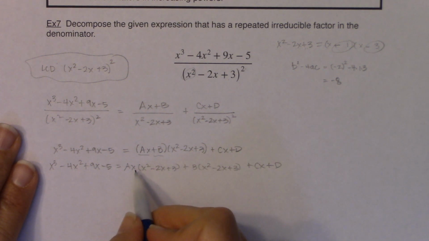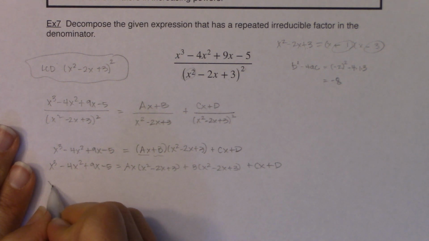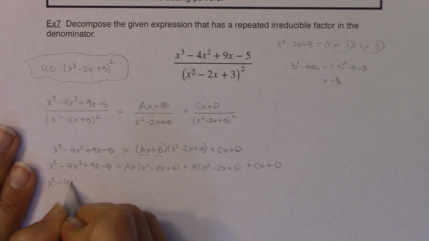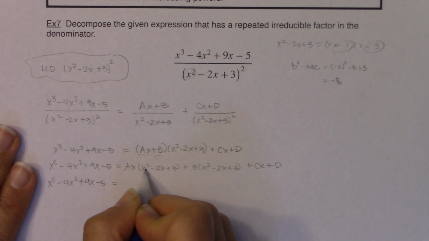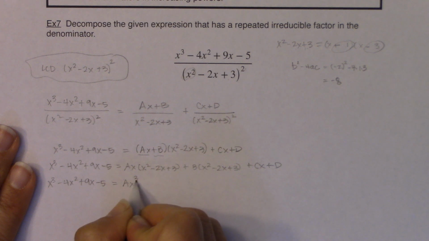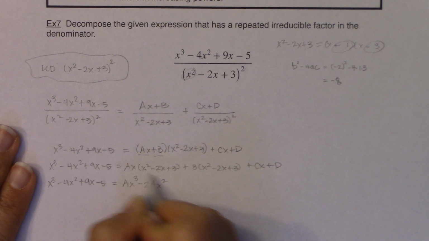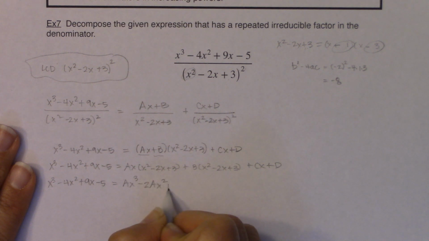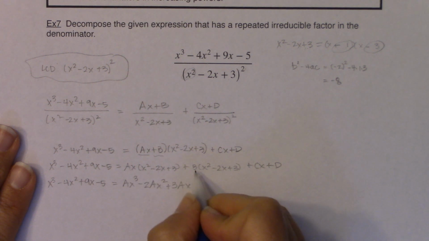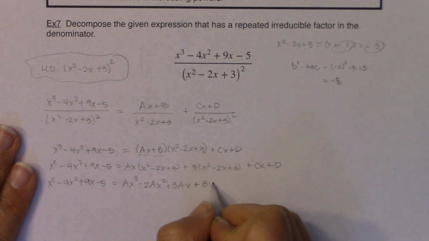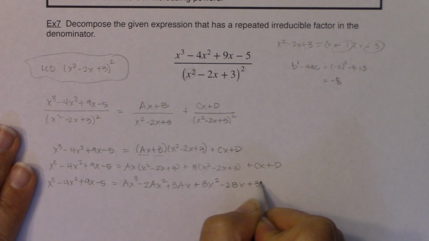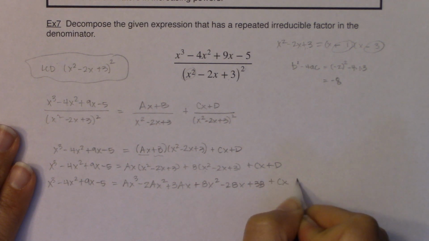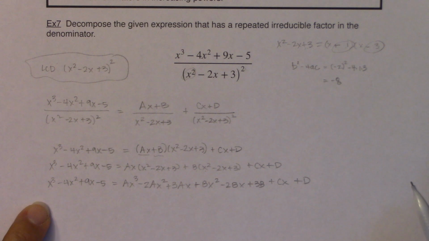So let me go one more level. I'm going to write this out. So we're going to have x cubed minus 4x squared plus 9x minus 5. All right, ax times x squared is ax cubed. Ax times negative 2x is negative 2ax squared. Ax times 3 is 3ax. All right, bx squared minus 2bx plus 3b plus cx plus d. Whew. All right, let's start lining these up.